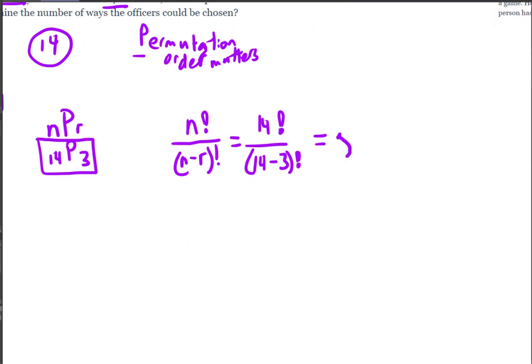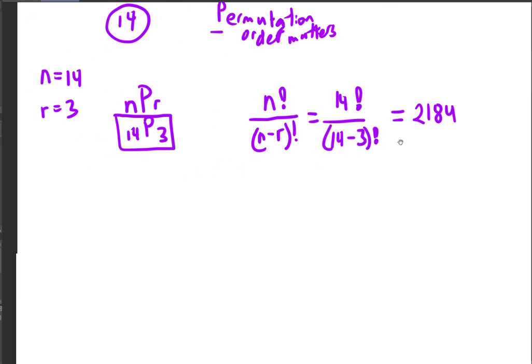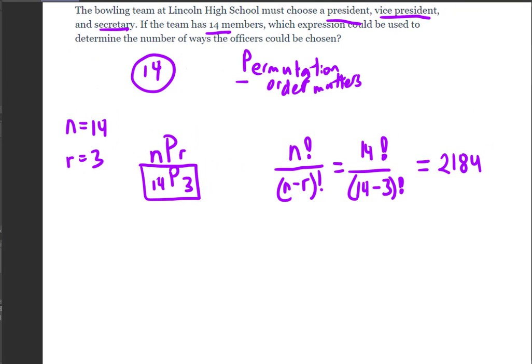Oh, that feels good. All right, so that's 2184, right? So that's 2,184 possible different ways, possible different permutations that we can make with that number of students. In other words, we could have 2,184 different scenarios that play out based on picking a president, vice president, and secretary where the order matters, right?